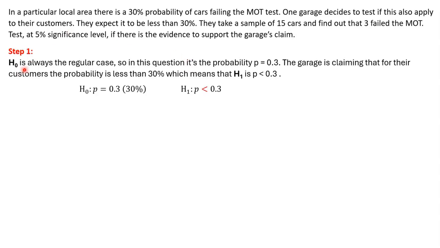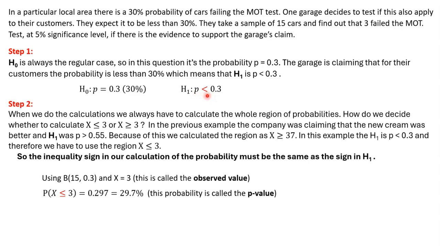So again, the first step is to find H0 and H1. H0 is always the regular case, so in that area the probability of failing was 0.3, 30%, and the garage's claim is that for their garage is less than 0.3, so H1 is that P is less than 0.3. Now there is an important question we have to ask ourselves when we do the calculations. Now in step 2, we already know we have to calculate the whole region, but is it the region from 3 to the left, or the x is less than or equal to 3, or from 3 to the right, x is more than or equal to 3.